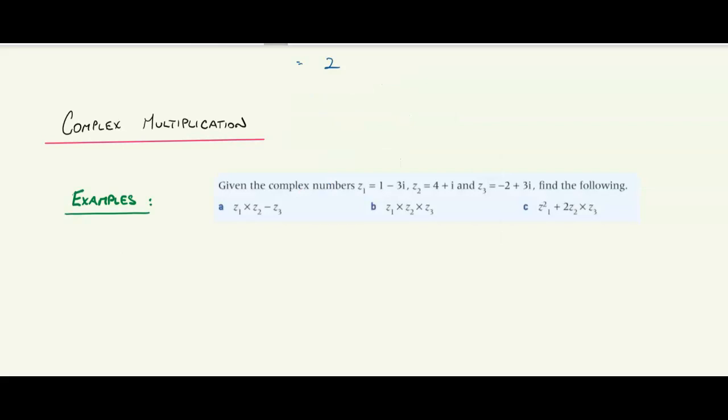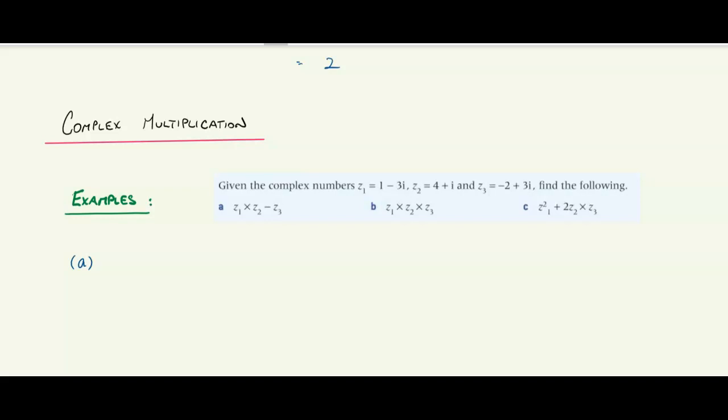Okay, so let's look at some examples of complex multiplication. I'll do the first one. Perhaps you would like to pick up B and C after I've done the first as an example. I always like you to watch the first one, even if you know how to do it, just so that you pick up, very importantly, how to structure your solutions.